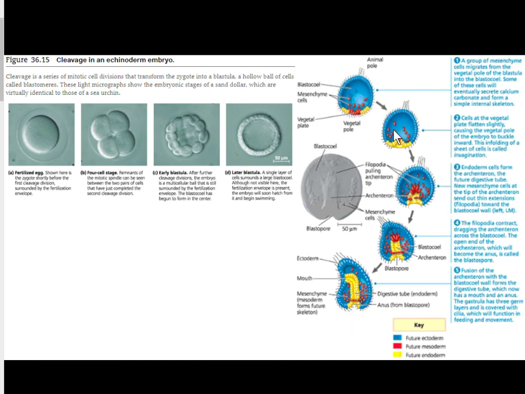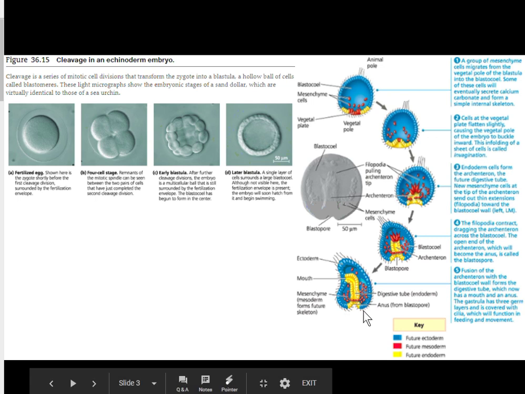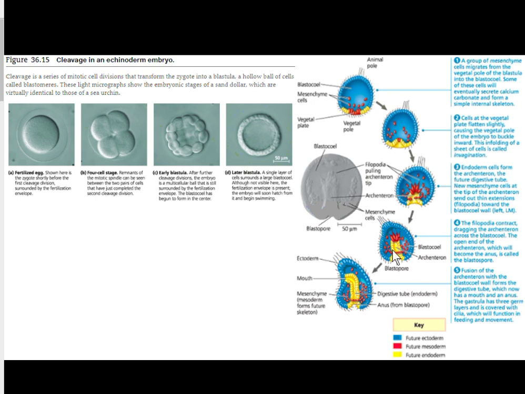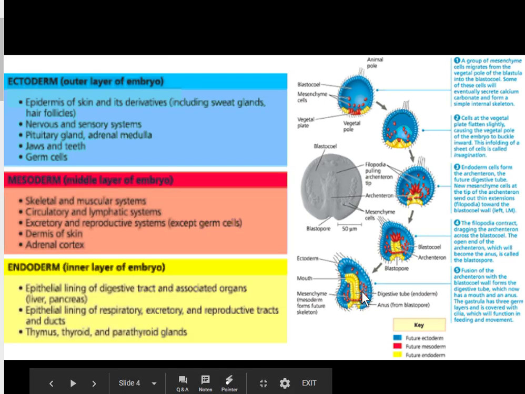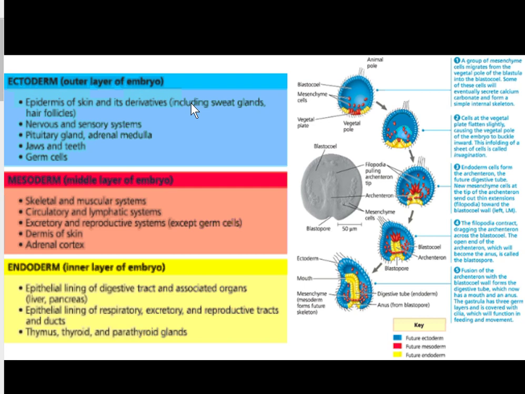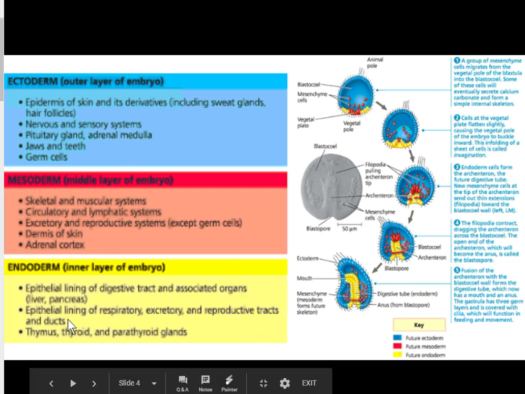And it starts to fold in and either stays folded in and has one opening, or makes its way to the other side and makes a mouth. That's why at one point we were just a butthole, but then we got a mouth. As far as what do they become, ectoderm's the outer stuff, epidermis the skin, nervous, pituitary, jaws and teeth, germ cells. Mesoderm's middle, skeletal, circulatory, muscular, adrenal cortex, and then endoderm, a digestive tract, and the inner linings of some other tracts, as well as some glands.